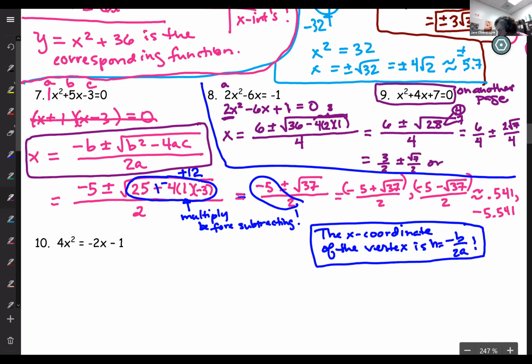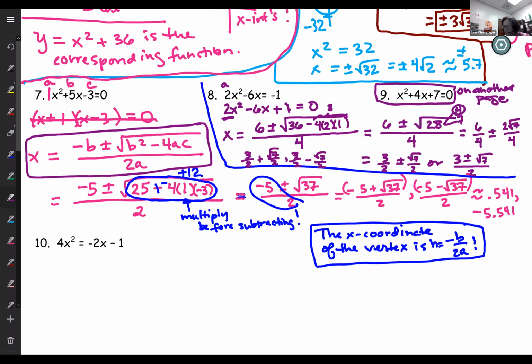Or you could put it back together as 3 plus or minus root 7 all over 2. And again, you could write them as plus and minus, right? 3 halves plus root 7 over 2, 3 halves minus root 7 over 2. And then if I had room, I could also approximate them.